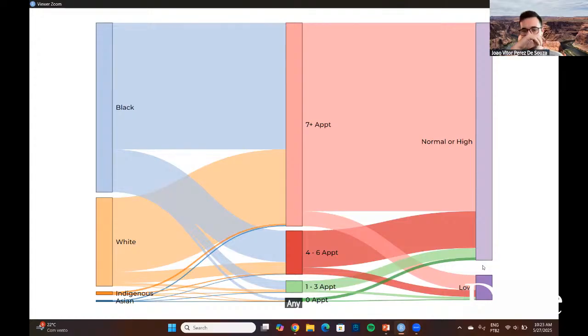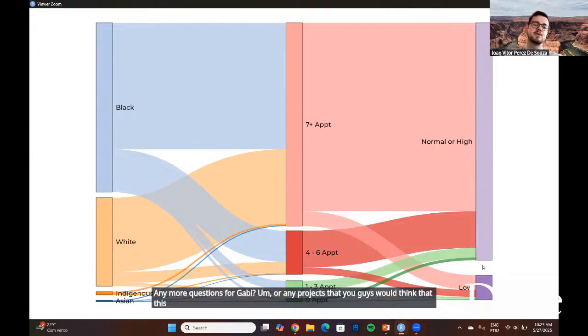Any more questions for Gabi? Or any projects where you think this type of analysis or plot would be useful?